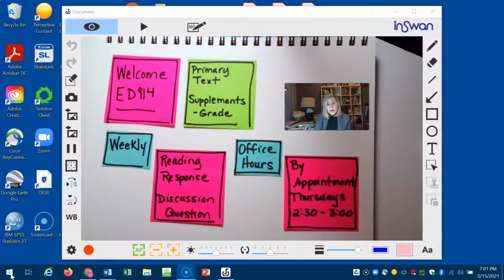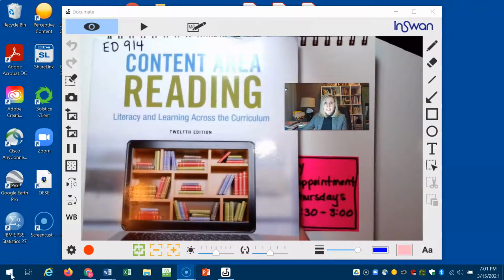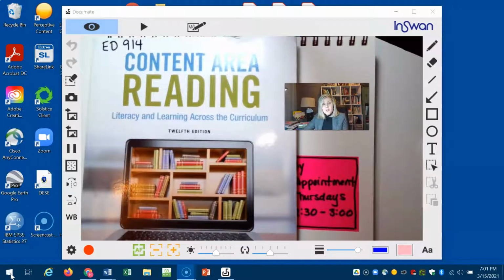So there's really one primary textbook that you'll be expected to engage in, and that is the content area reading textbook. So this is the text that you will use to do your reading response logs and to really think about information to respond to the discussion prompt.